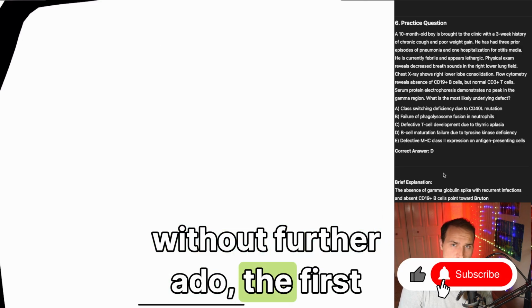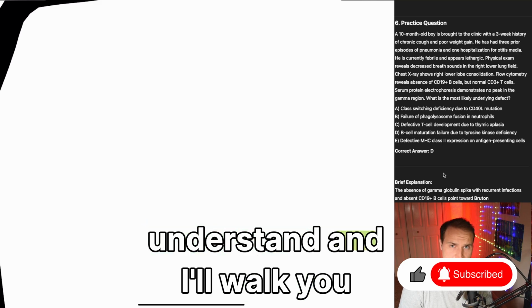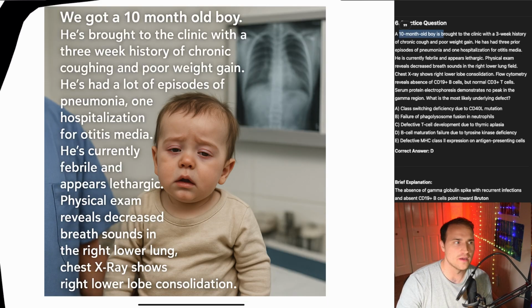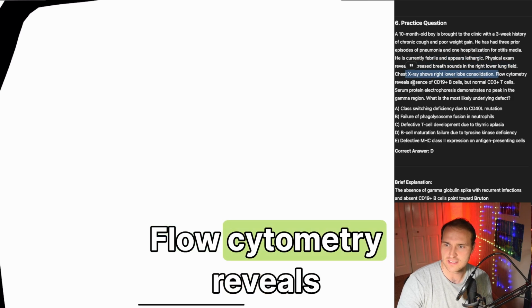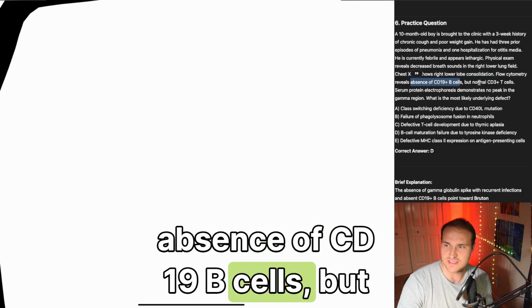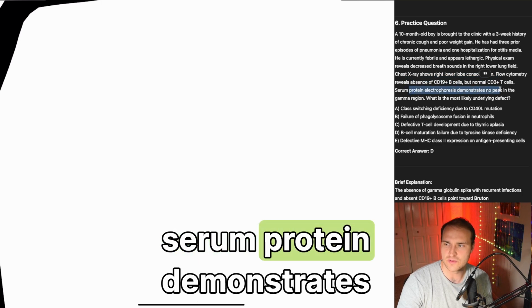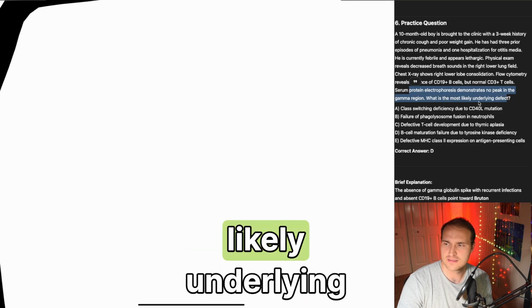Without further ado, the first question you need to fully understand, and I'll walk you through it. We got a 10-month-old boy. He's brought to the clinic with a 3-week history of chronic coughing and poor weight gain. He's had a lot of episodes of pneumonia, 1 hospitalization for otitis media. He's currently febrile and appears lethargic. Physical exam reveals decreased breath sounds in the right lower lung. Chest x-ray shows right lower lung consolidation. Flow cytometry reveals absence of CD19 B cells, but normal CD3. Serum protein demonstrates no peak. What is the most likely underlying defect?